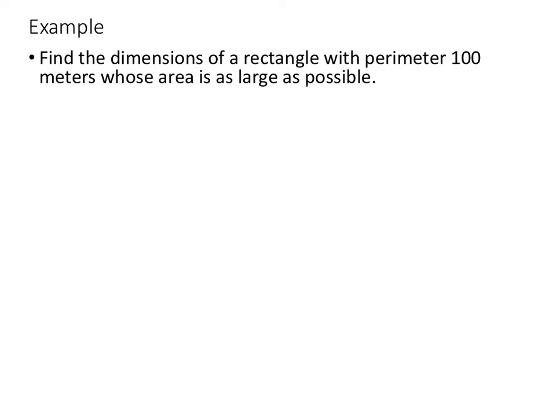In our first example, we have a rectangle, and we're told its perimeter is 100 meters. And we're to find among all such rectangles the dimensions of the one whose area is largest. Since this problem involves a rectangle, we might as well draw a rectangle, say something like this. And we'll be interested in the sides of this rectangle. Why don't we label them x and y?